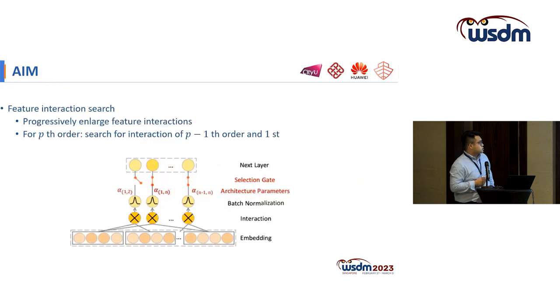And here we introduce the search spaces for the three parts. The first is the feature interaction. For the feature interaction, in order to search high-order interactions, AIM progressively enlarges the interaction set. For the P-th order, it only searches the interaction of the previous order, P minus one, and the first-order features, rather than enumerating all possible interactions like P minus two and the second order.